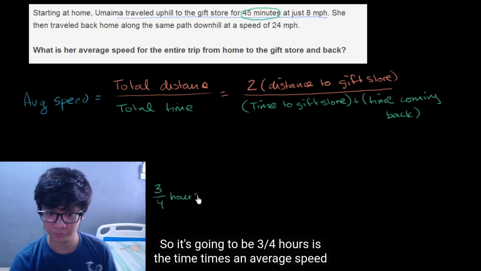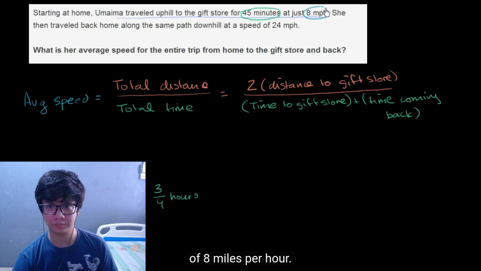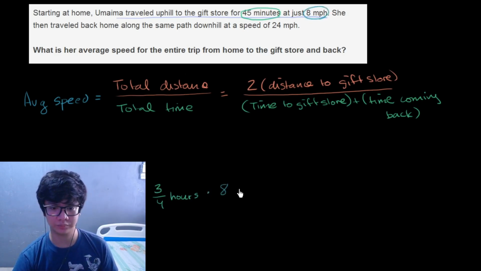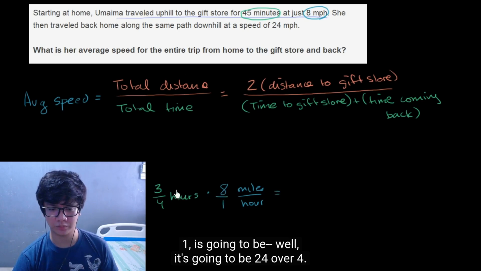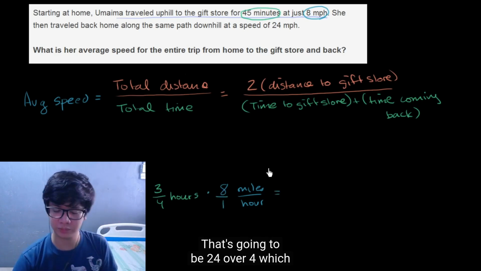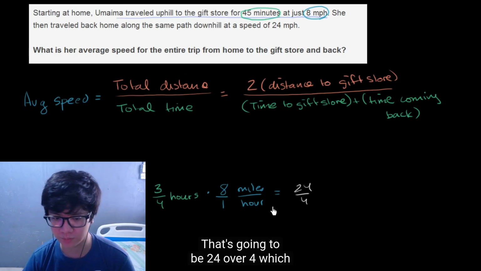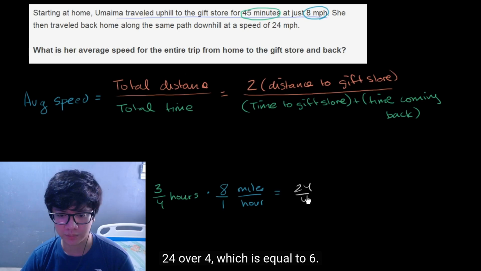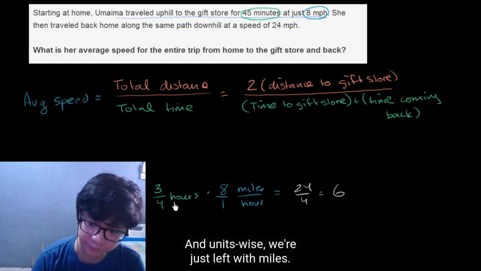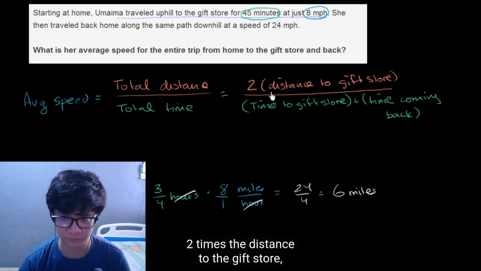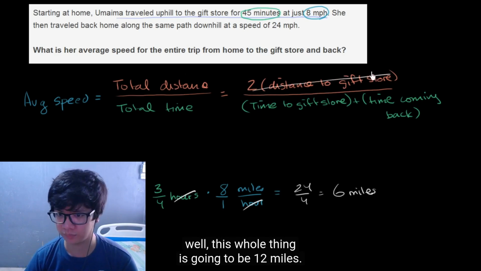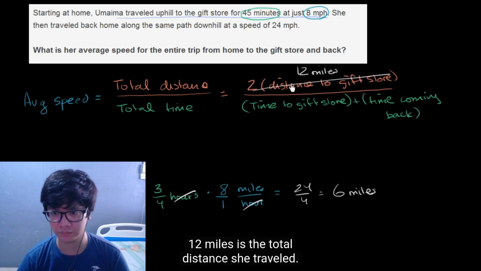3/4 hours is the time, times an average speed of 8 miles per hour. So what is the distance to the store? Well, 3/4 times 8 is going to be 24 over 4, which is equal to 6. Units wise, we're just left with miles. So the distance to the store is 6 miles. 2 times the distance to the gift store is going to be 12 miles. 12 miles is the total distance she traveled.